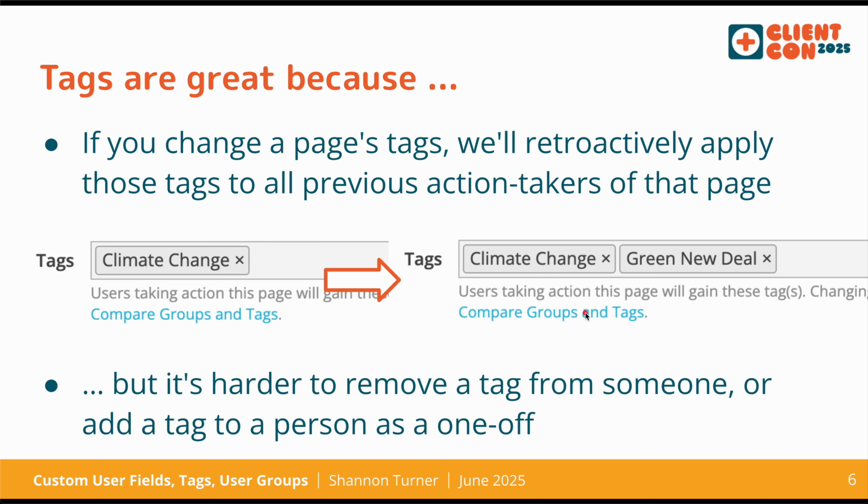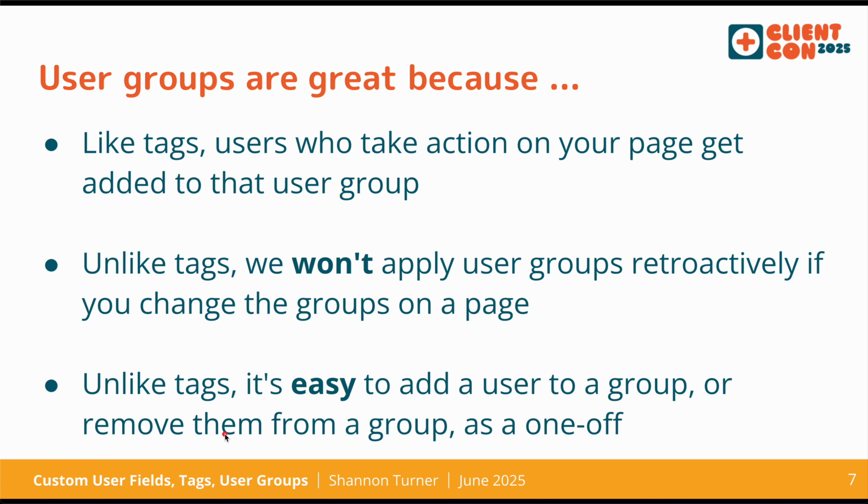I really like tags because if you change a page's tags, we will retroactively apply those tags to all previous action takers of that page. So in this example, if I have a page with the tag climate change and I add the Green New Deal tag, everyone who has already taken action on that page will also get the tag Green New Deal. However, it's very hard to remove a tag from somebody or to add a tag to someone just as a one-off. And that last point is why we added user groups a few years ago.